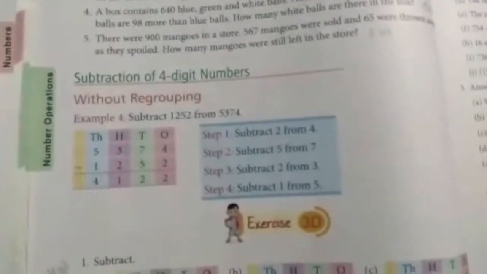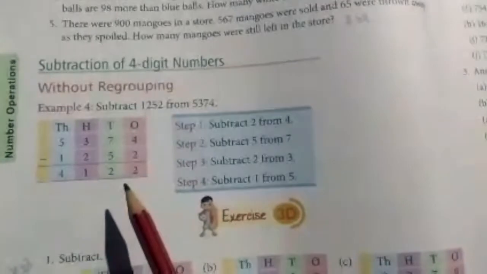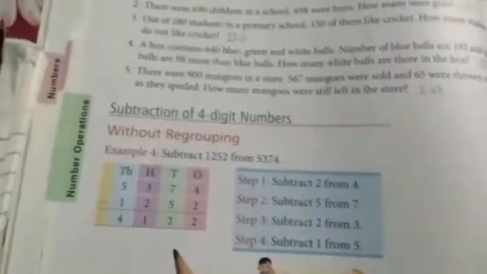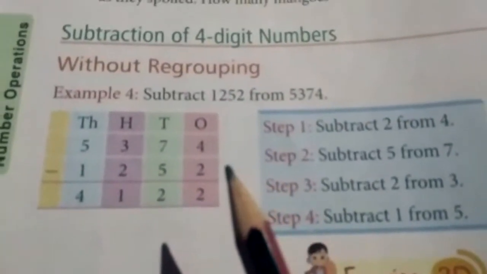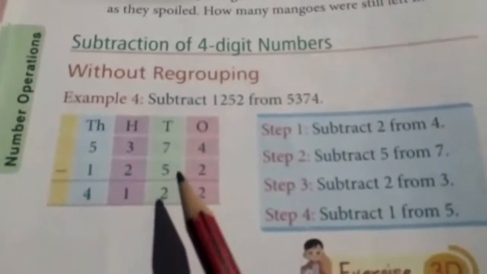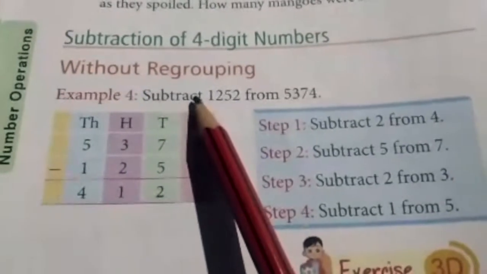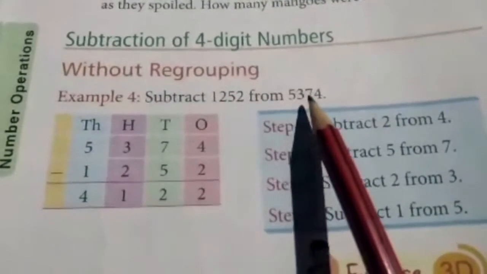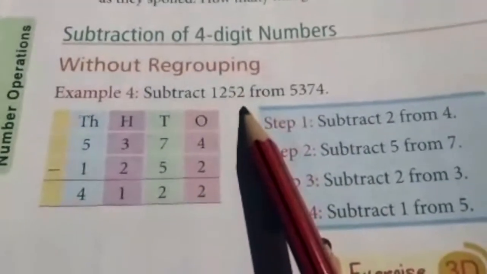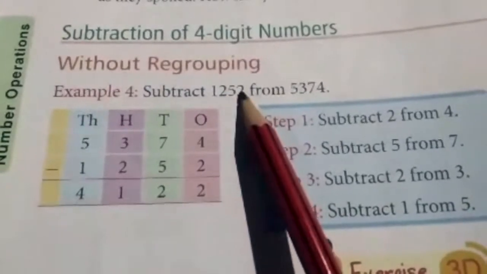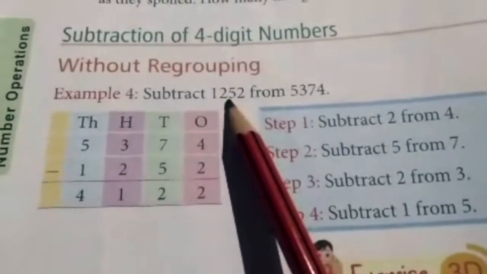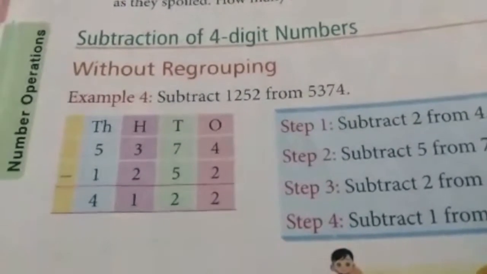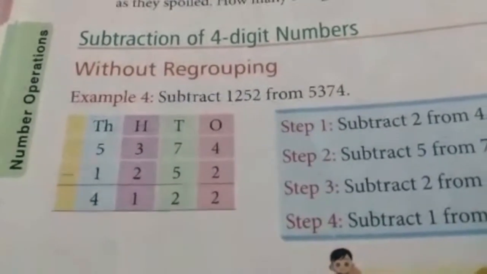In the without regrouping, you only subtract normally without taking any carrying numbers. As you can see here, you have to subtract 1252 from 5374. It is a 4-digit number. So what do we do?